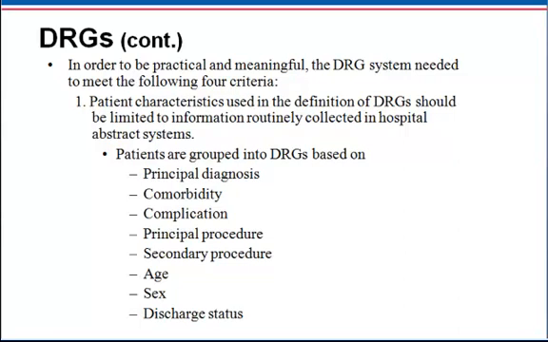Criteria number 1, patient characteristics used in the definition of DRGs should be limited to that information routinely collected in all hospital abstracting systems. Patients are grouped into DRGs based on the items listed here. If they are around the same age, not exact ages, but an age range, what's their discharge status? Did they go to a nursing home? Did they go home? What's their principal diagnosis? Do they have complications or comorbidities, or CCs? What procedures did they have? So those are criteria number 1.